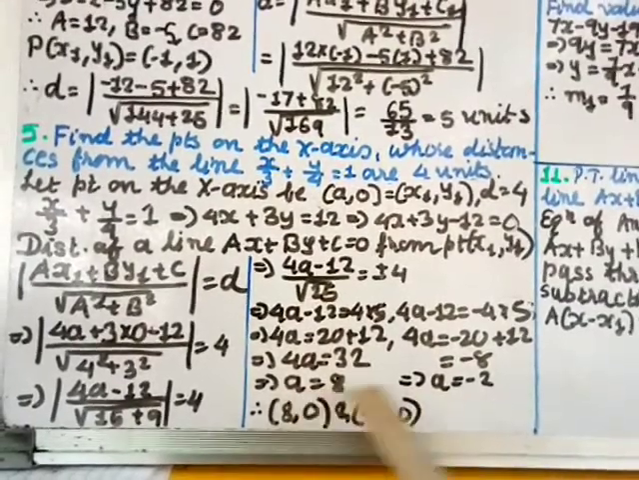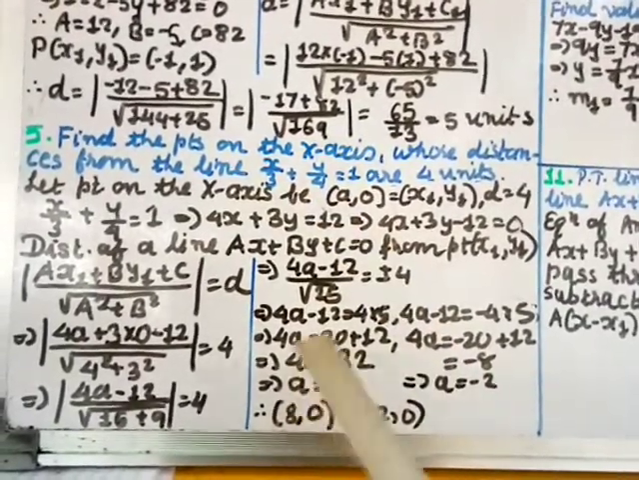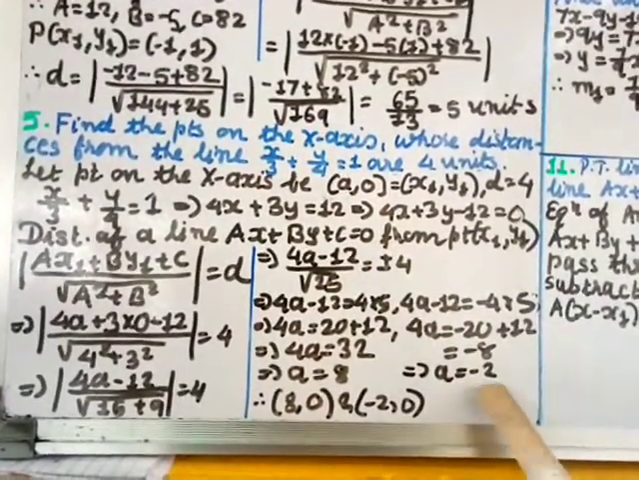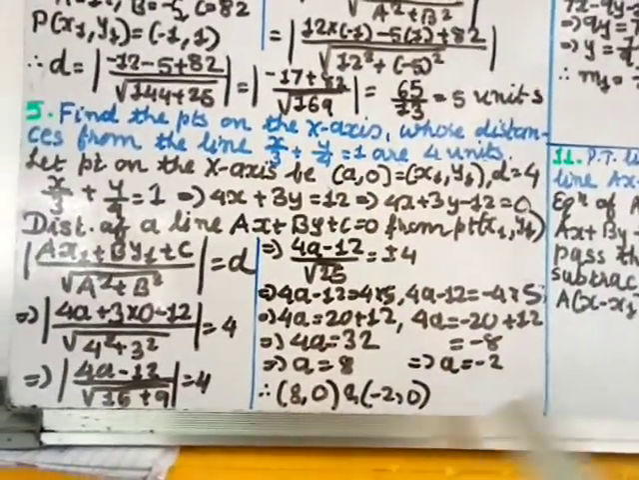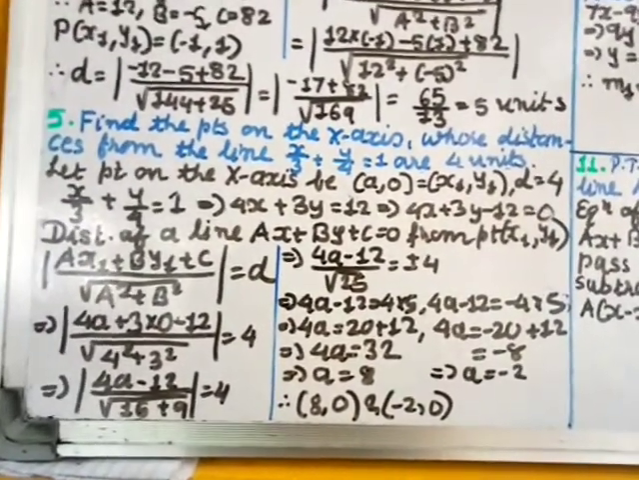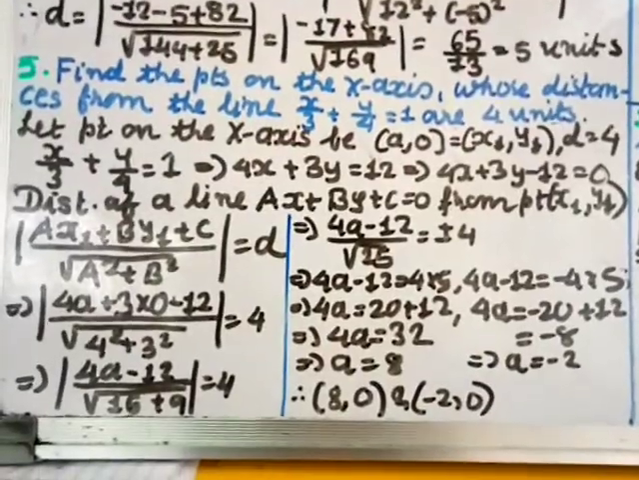Now if these two values you place here, then you get 1 point each. When you put a value as 8, you get (8, 0), and when you put the second value minus 2, you get (-2, 0). Okay, so the 2 points you get, one is (8, 0) and the second is (-2, 0), with the given condition. So this is the solution for question number 5.